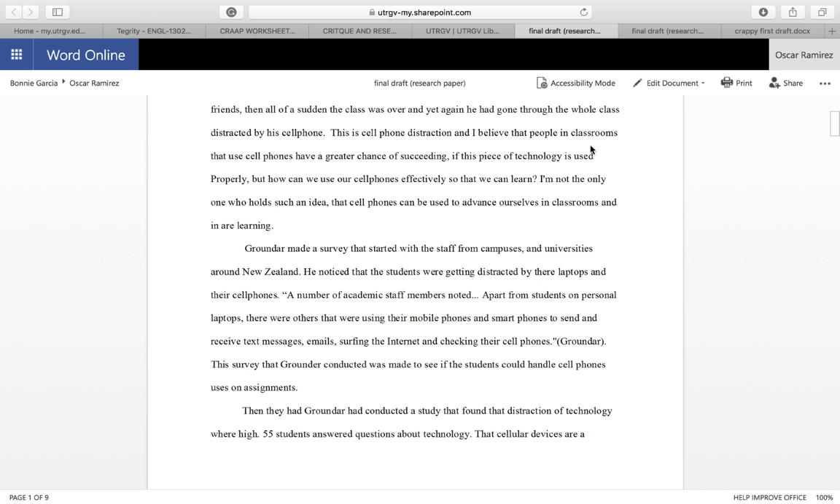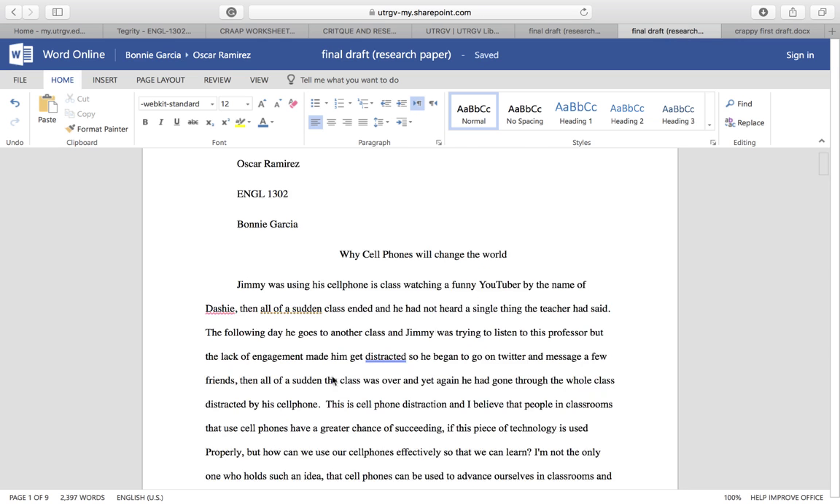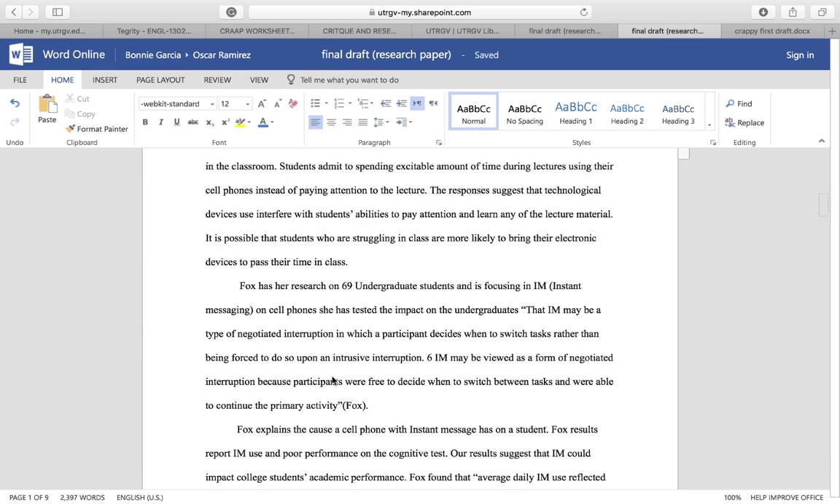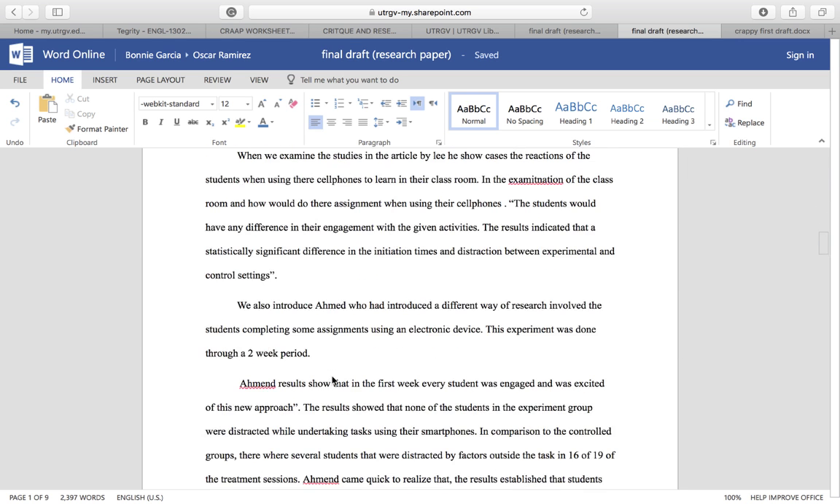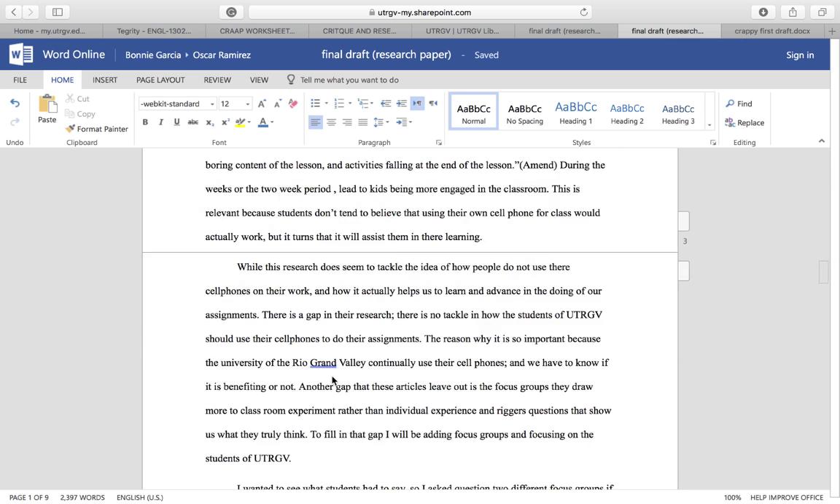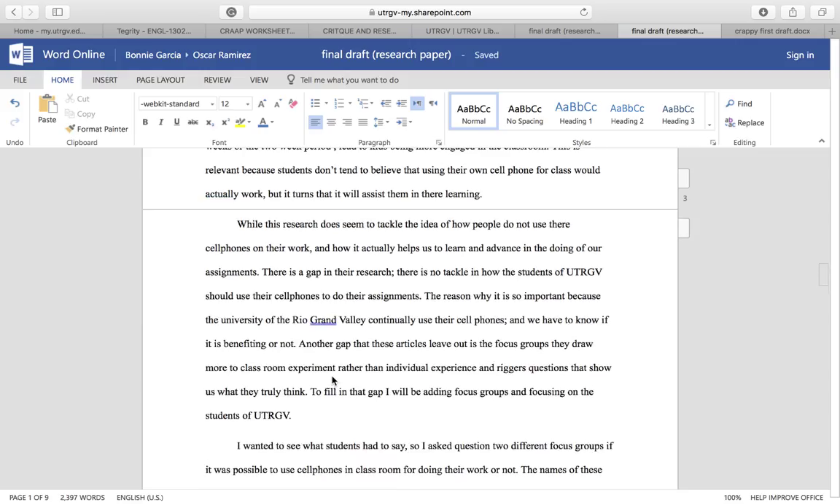Another thing that I learned was the gaps. It was very important to figure out the gaps that you have for your secondary sources. While the research does seem to tackle the idea of how people should not use their cell phones at work, how it actually helps us is to learn and advance in doing our assignments. And then from there I went into my gaps. Right after talking about my secondary sources, I went straight into the gaps. What was wrong with them?